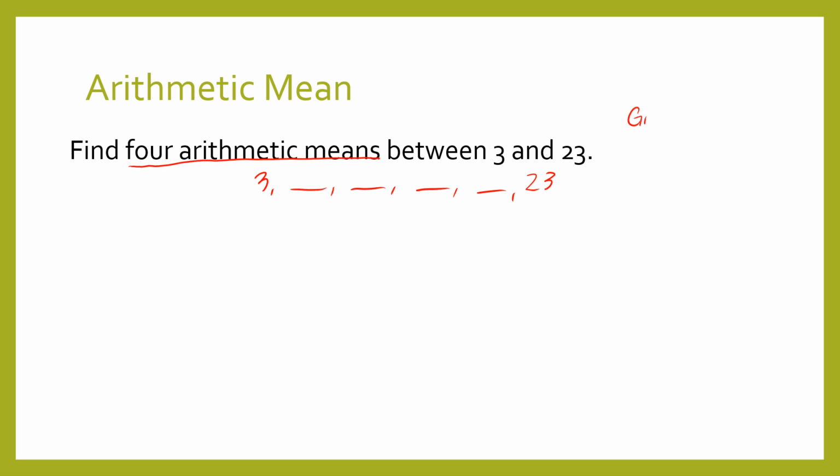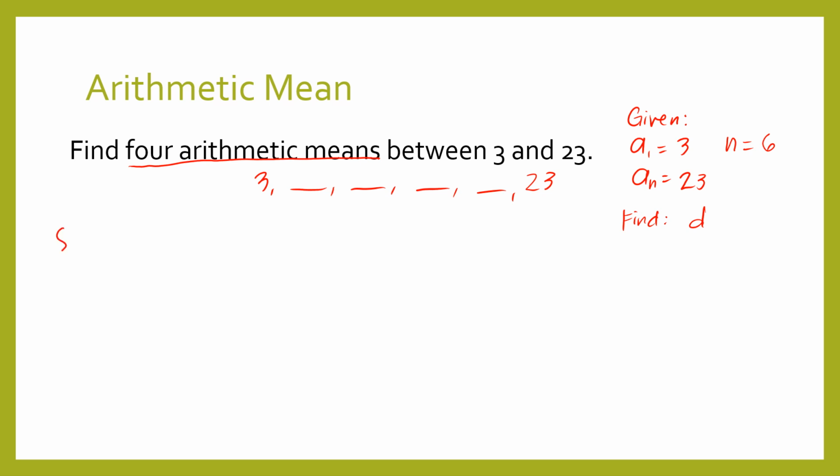So given a sub 1, our first term is always 3. Then a sub n, since you don't know the last term, is 23. The value of n is, of course, the total number of terms, which is 6. So we are asked to find first the value of d, and these four arithmetic means.